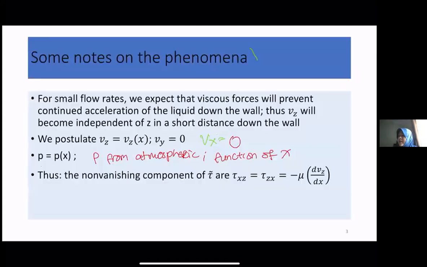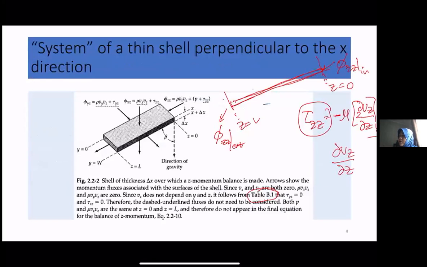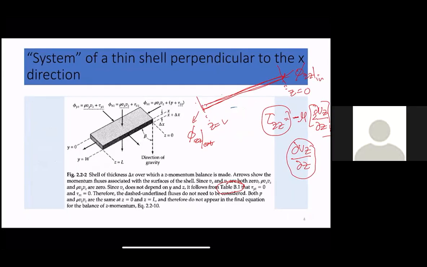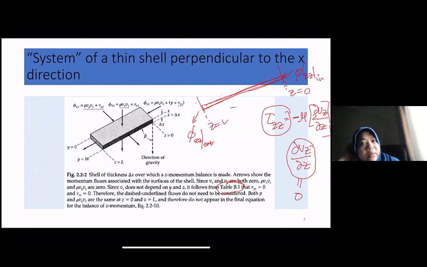Okay, so because of that, we can conclude that dv over dz, is that 0 or not? 0. Yeah, there's no change, so that would be equal to 0. Okay, so then tau zz would be equal to 0.